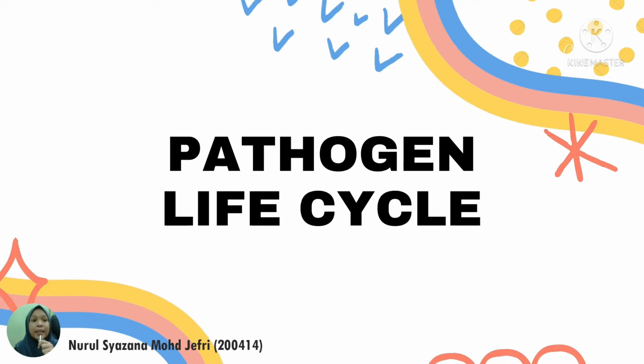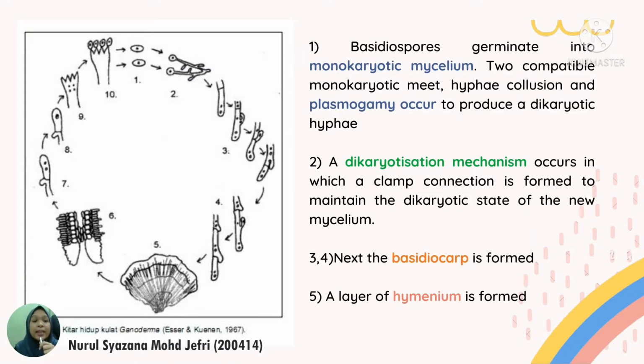For the first part, the pathogen life cycle, there are 10 stages that I will explain. The first part is the basidiospores, which germinate into monokaryotic mycelium, and then plasmogamy will occur and produce dikaryotic hyphae. In the second stage, you can see there are clamp connections to maintain the new state of the mycelium.